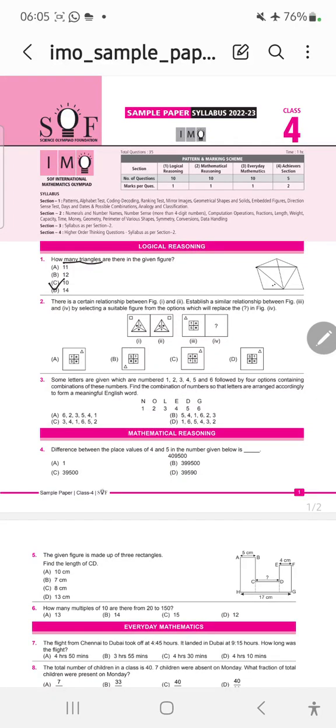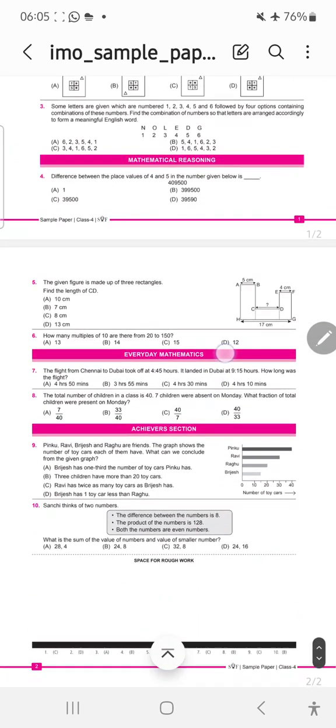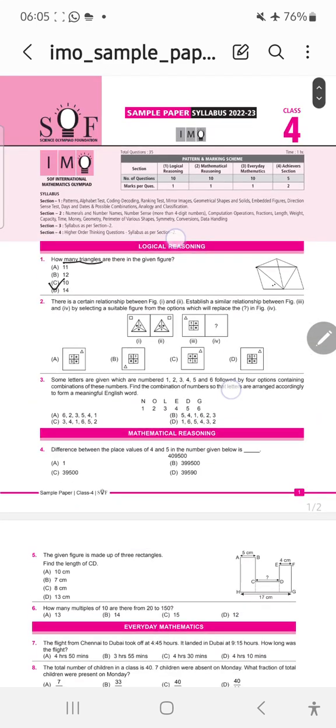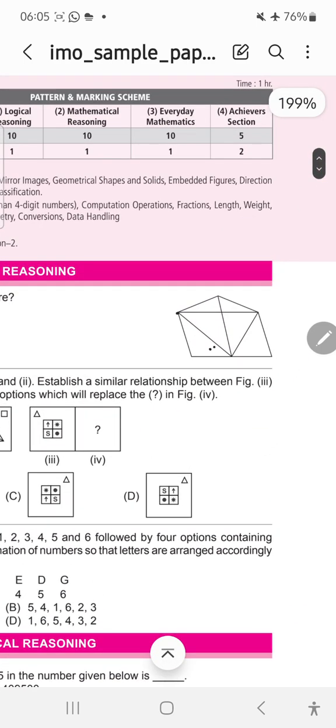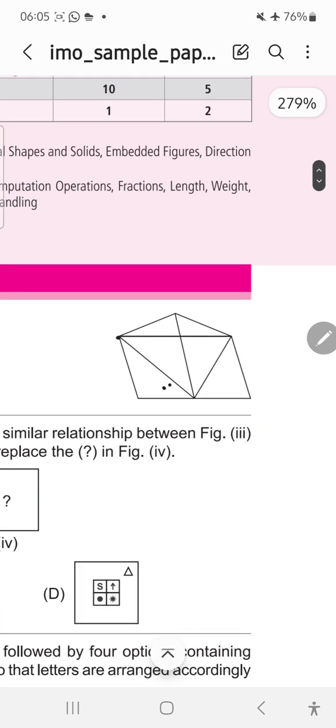Hello everyone. Today it's Indian Mathematics Olympiad, and in this question paper we have 10 questions, and the first question is about how many triangles are in the given figure.